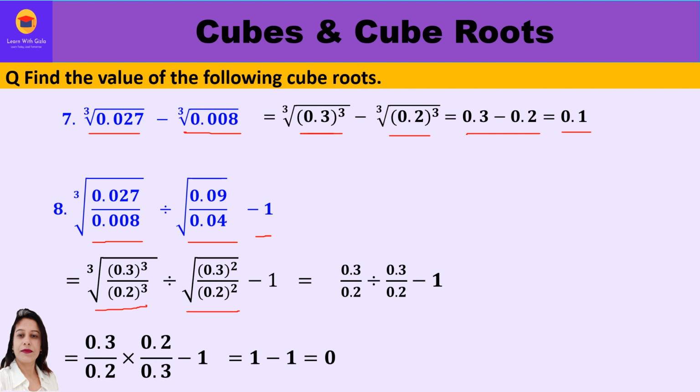over here square numbers are there. 9 is a square of 3 and 4 is a square of 2. So we shall write 0.3 square upon 0.2 square, right? And minus 1. Now over here take out one of the factors from the triplets and from the square root also. So over here 0.3 upon 0.2 divided by 0.3 upon 0.2 minus 1, right?